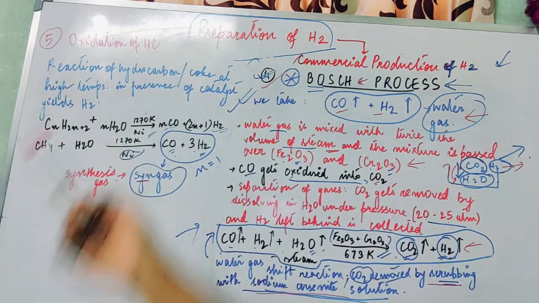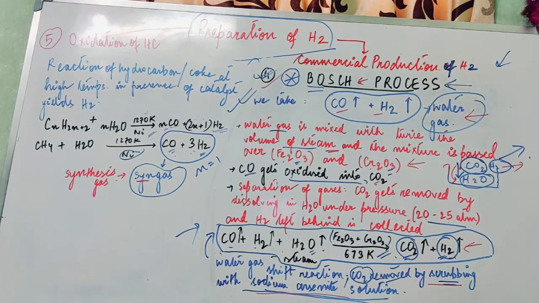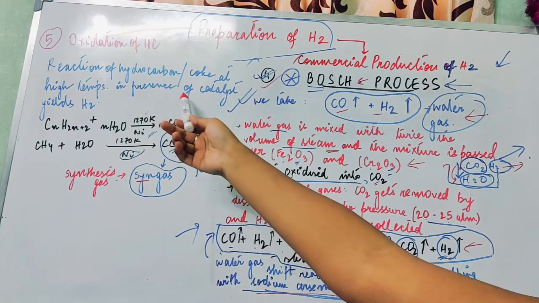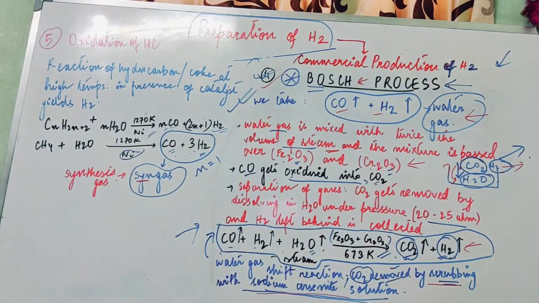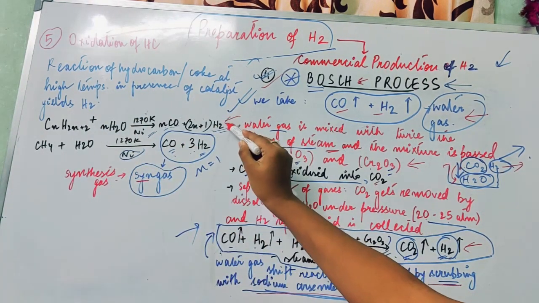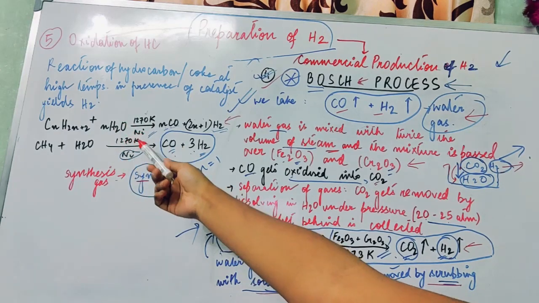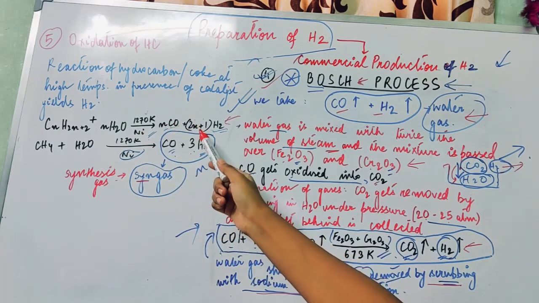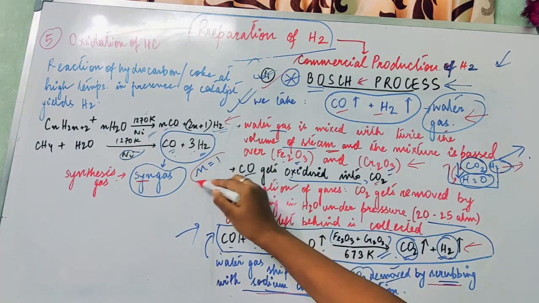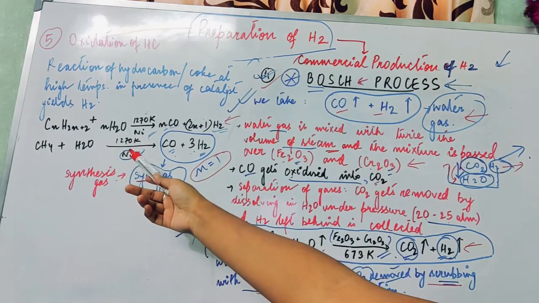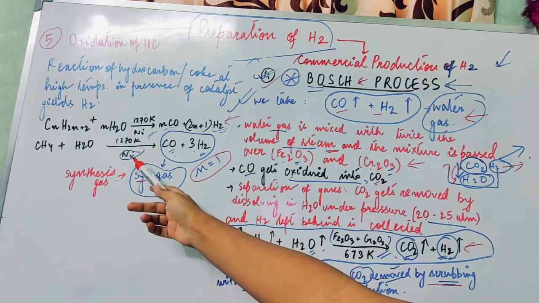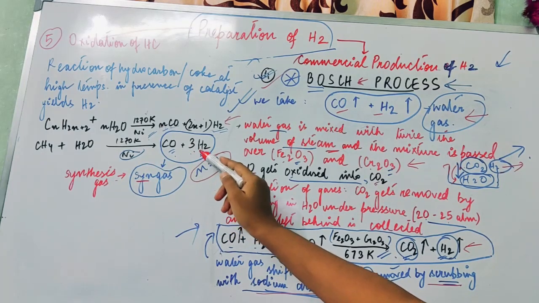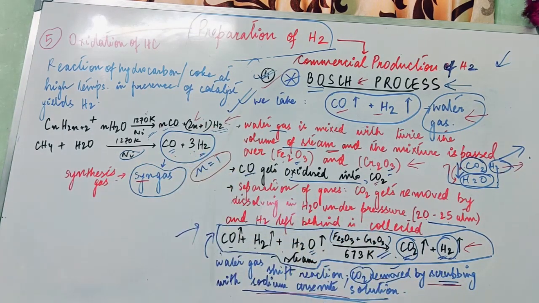Another method is by oxidation of hydrocarbons. The principle is that reaction of hydrocarbon or coke at high temperature in the presence of catalyst yields hydrogen. The general reaction is CnH2n+2 plus nH2O at 1270 Kelvin in the presence of nickel catalyst gives nCO plus (2n+1)H2. We take n equal to 1: CH4 plus water at 1270 Kelvin in the presence of nickel as catalyst gives CO plus 3H2. If we put n equal to 1, 2n+1 equals 3, therefore 3H2.